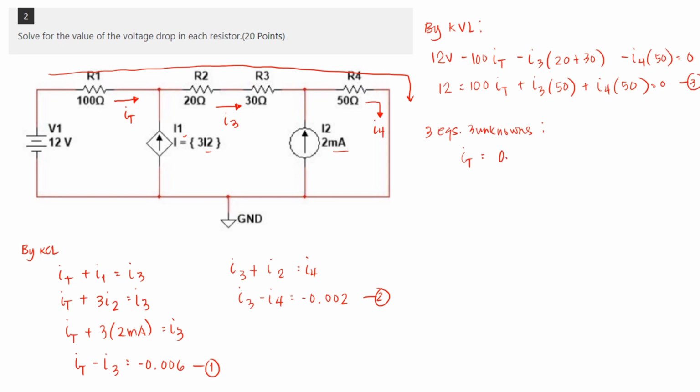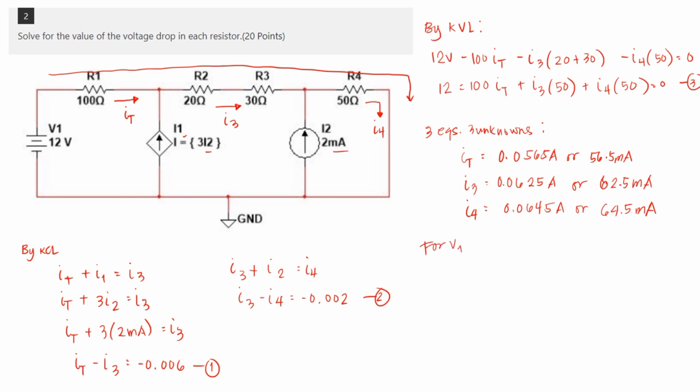After using our scientific calculator, we have I sub T equal to 0.0565 ampere or 56.5 milliampere, our I3 is equal to 0.0625 ampere or 62.5 milliampere, and our I sub 4 is equal to 0.0645 ampere or 64.5 milliampere. Now we can solve for the voltage drop of each resistor.